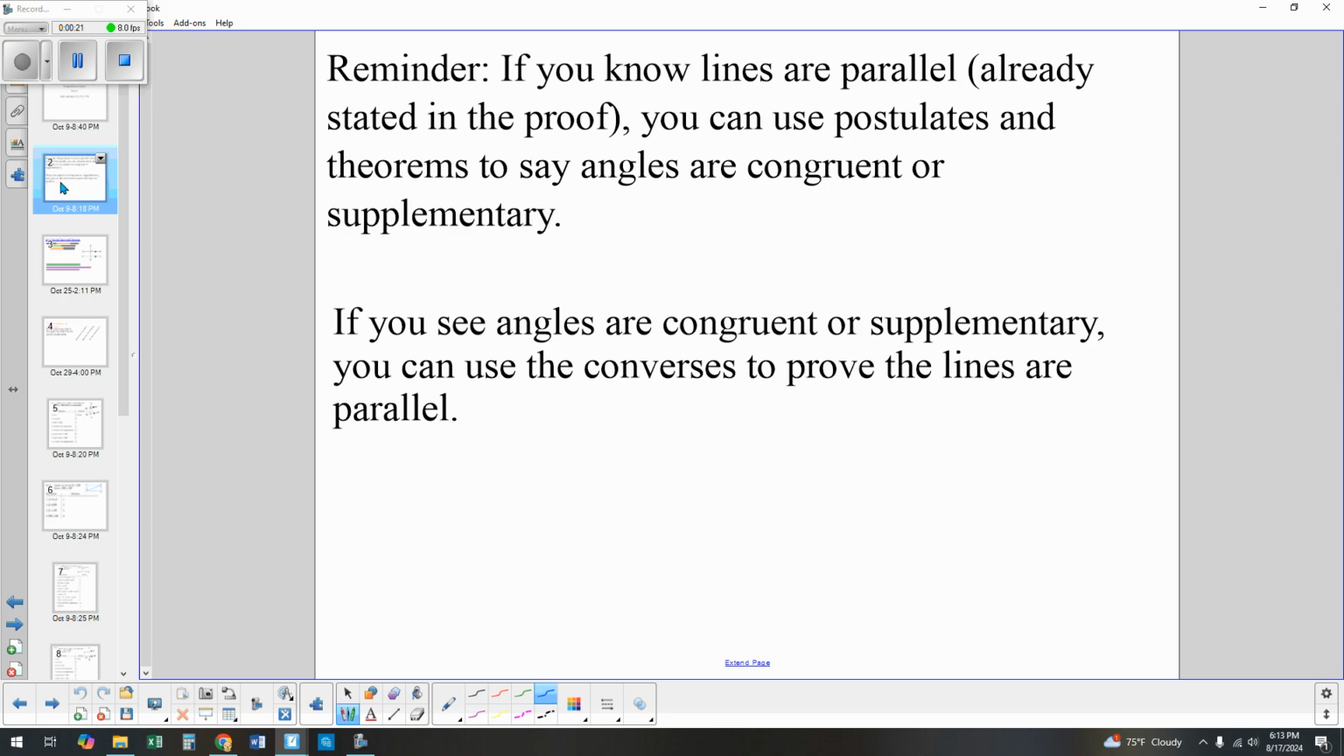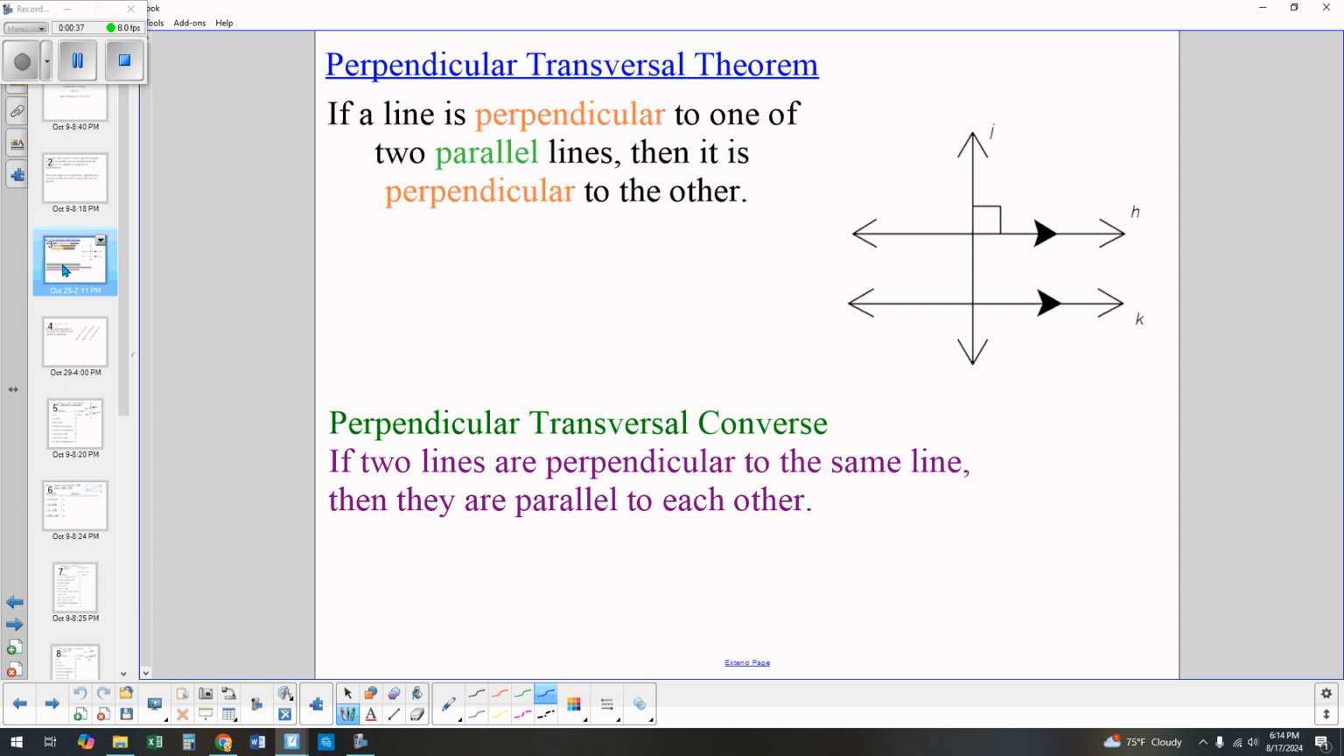But if we see that angles are congruent or supplementary, we can use the converses to prove the lines are parallel. So this whole lesson is going to be about proofs and additional postulates and theorems that we can use to prove more things about lines and their angle relationships. The first two are going to be the perpendicular transversal theorem and its converse.